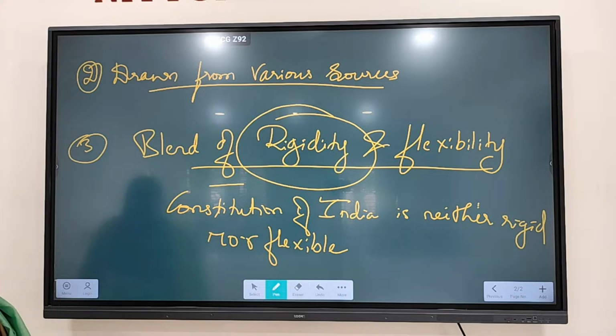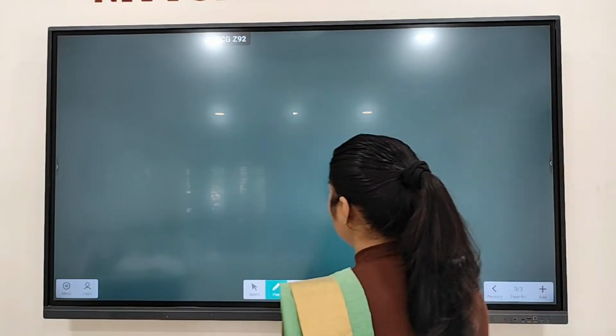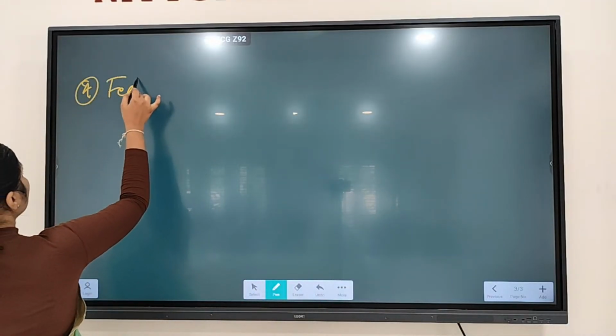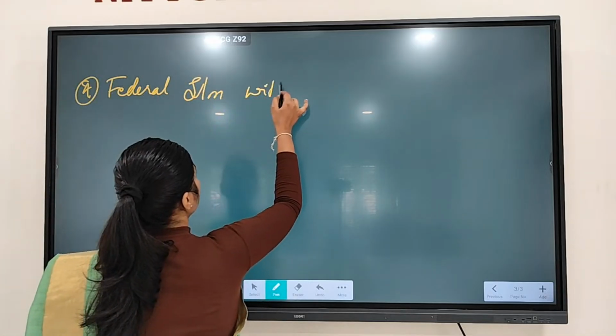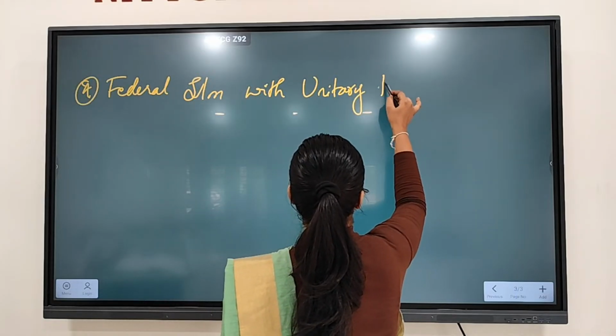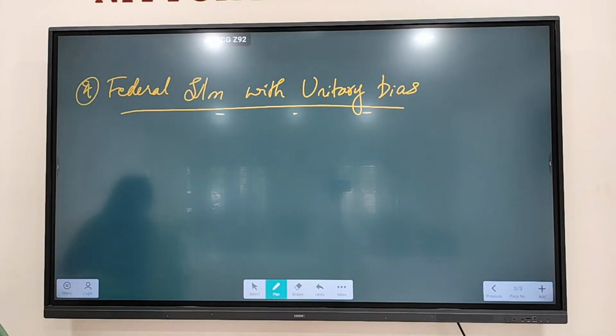Next one. Very important. Federal system with unitary bias. The fourth point: federal system with unitary bias. Write down this.